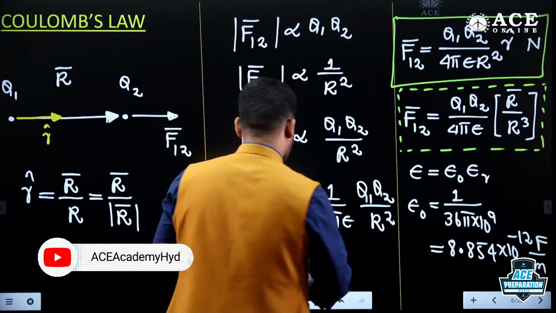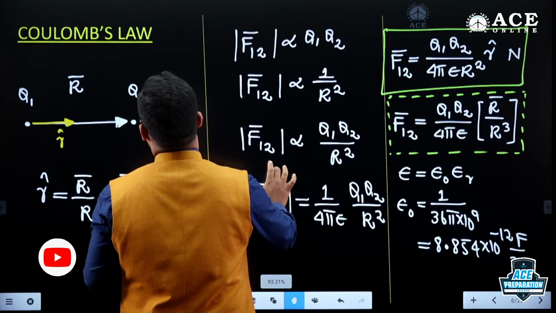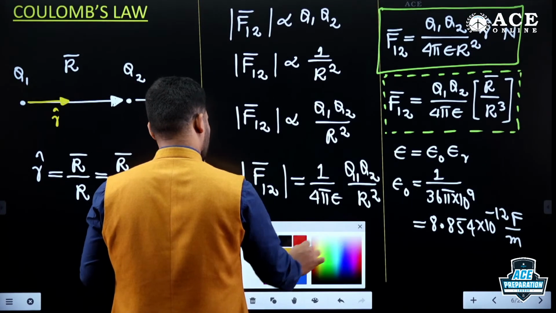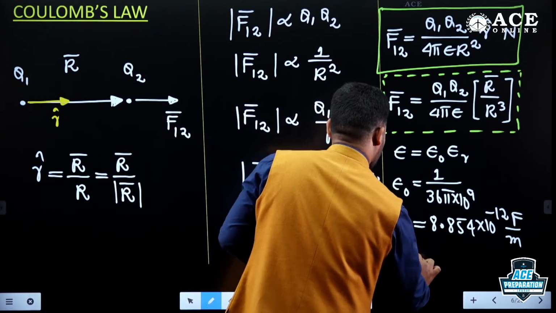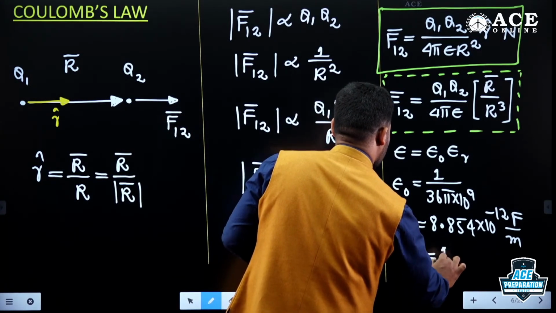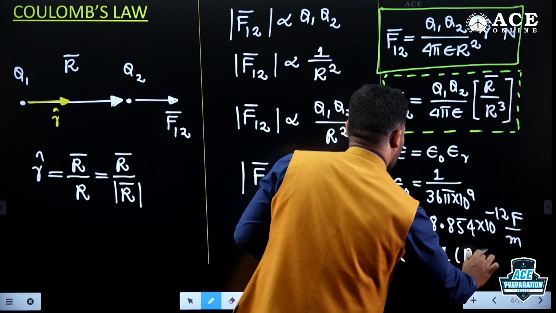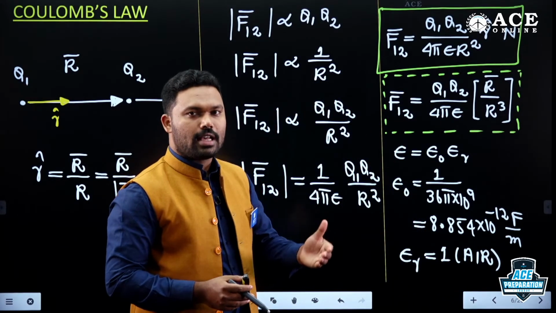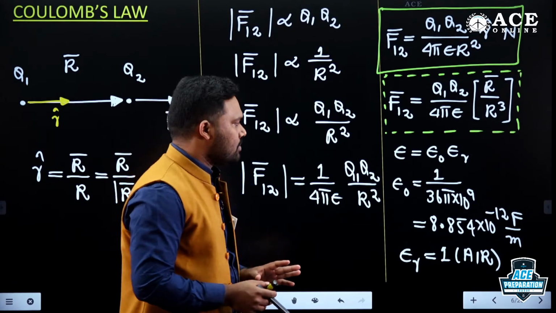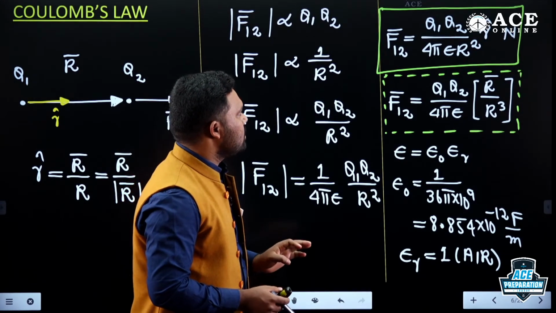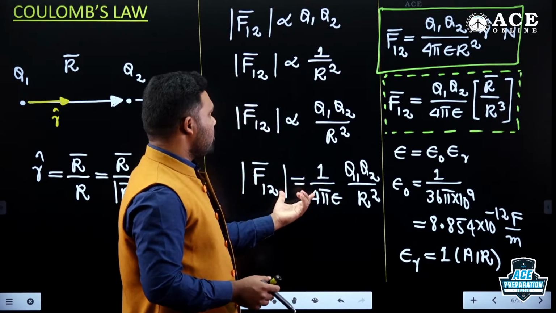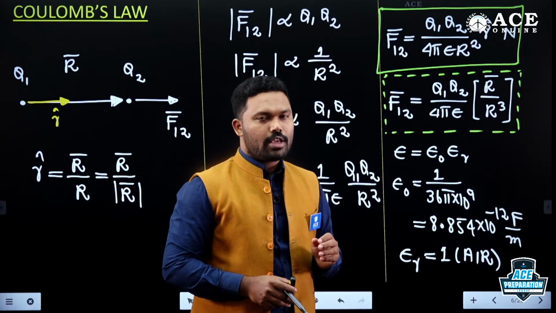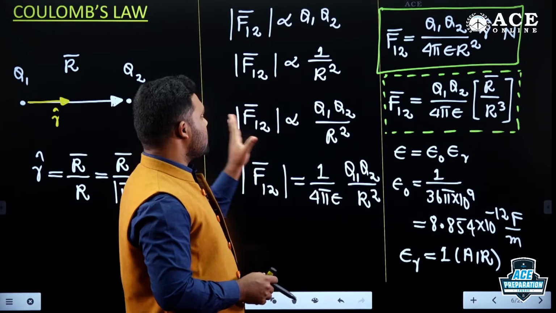And one more thing here, epsilon r is called relative permittivity, whose value is equal to 1 for air, and it is greater than 1 for materials other than air, something like glass, mica, or polyester. So this is the scalar form, this is the vector form, this is for the mathematical convenience. Clear?